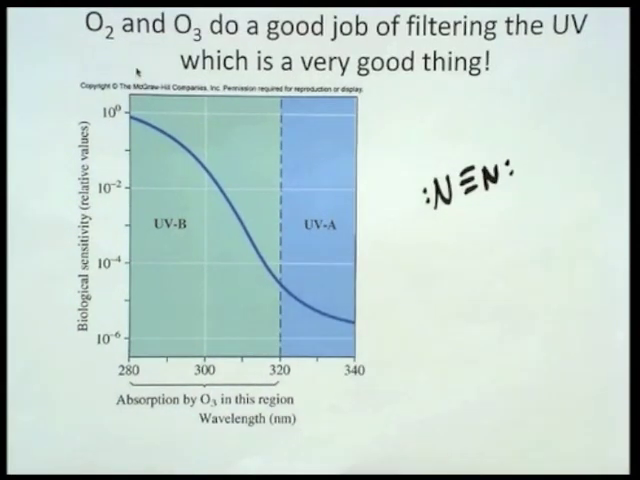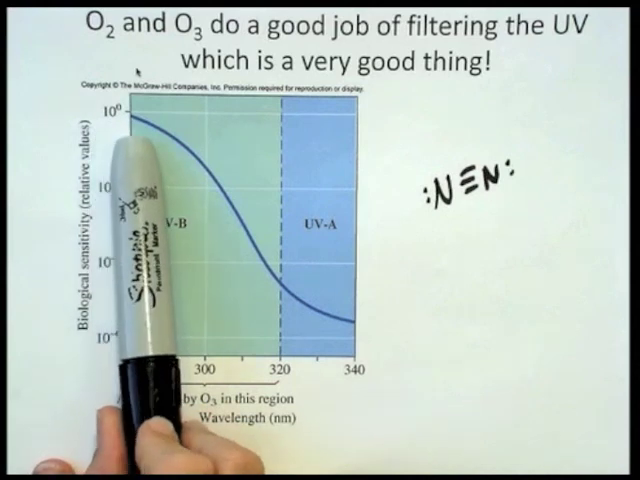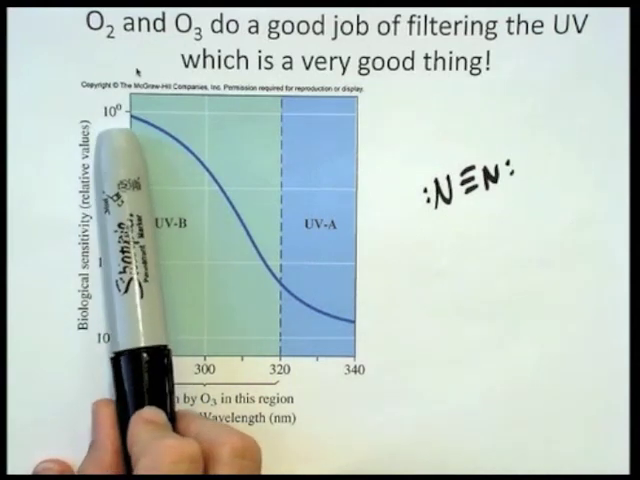All right, so this particular graph is showing the biological sensitivity of the different energy or different wavelengths of light. And you see that people are very, very sensitive to C, but C doesn't make it here, so we don't have to worry about it. But the higher the energy, the more damaging the radiation.